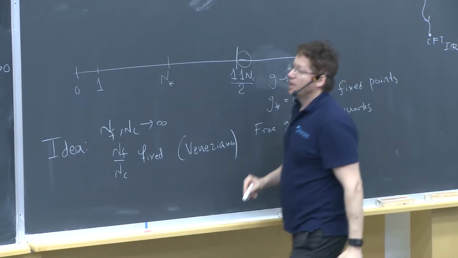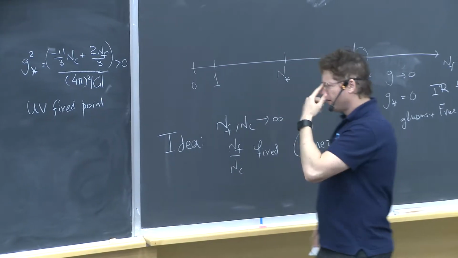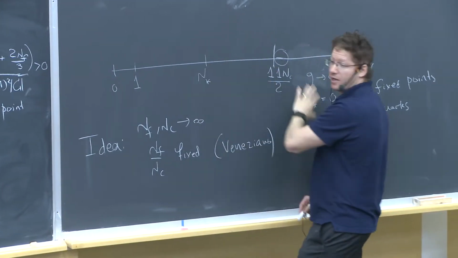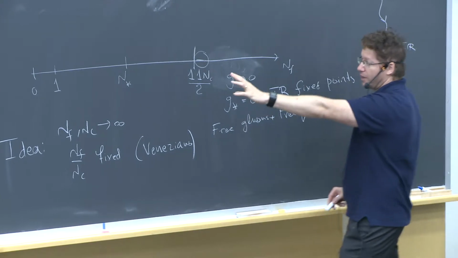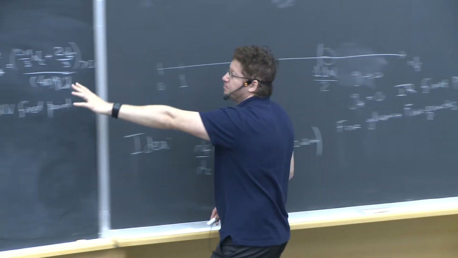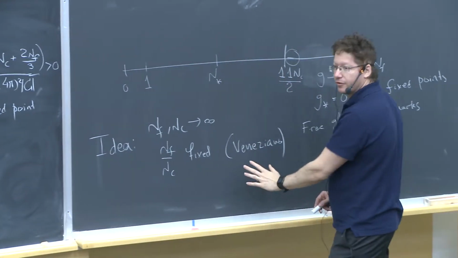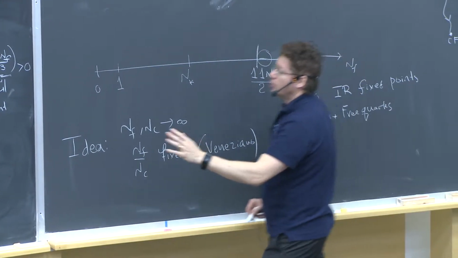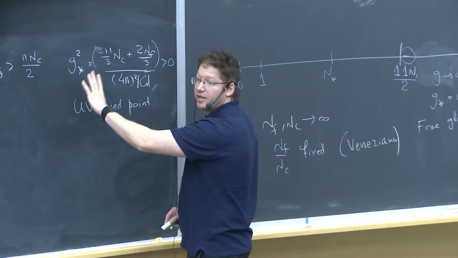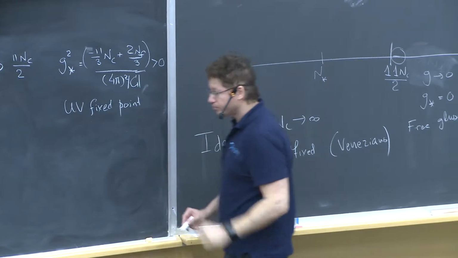And you can argue that the higher order corrections to the beta function would not destabilize this conclusion. So the conclusions that we've made about this fixed point remain correct in this limit. So there is this Veneziano limit where the existence of this UV fixed point can be established unambiguously.